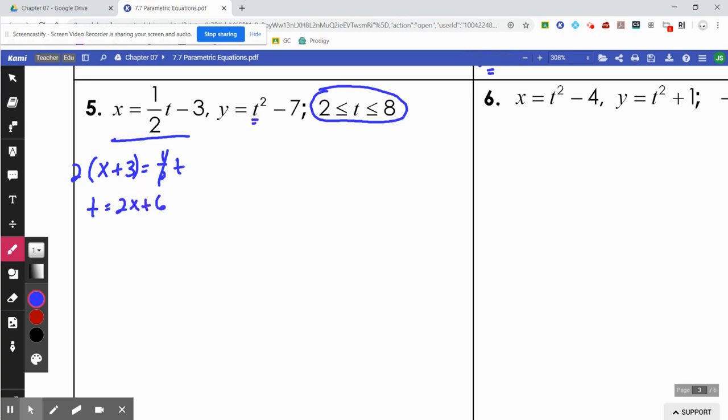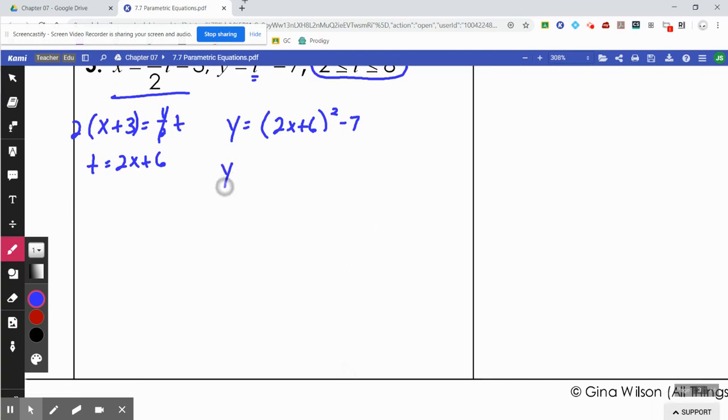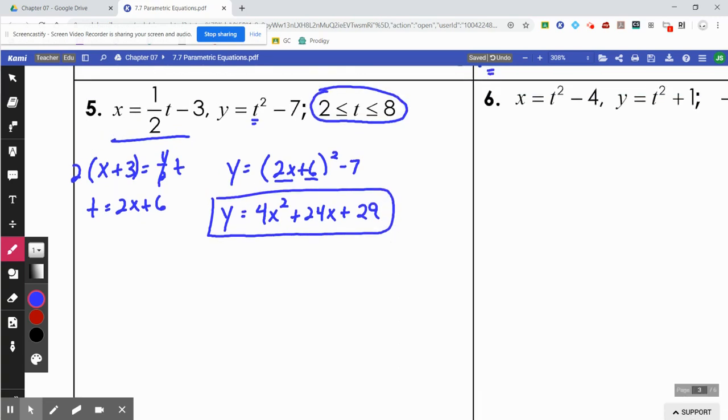Now let's plug that into our other one, 4t, and I now have y equals (2x plus 6) squared minus 7. Let's go ahead and square that out. Again, the shortcut for squaring is to square the first, multiply the 2 and double it. That's going to be plus 24x, and then square the last. That'd be plus 36. And then let's go ahead and combine that 36 minus 7 so we don't have to rewrite it, and that'd be plus 29. So there's what you have. However, we do have a restriction.